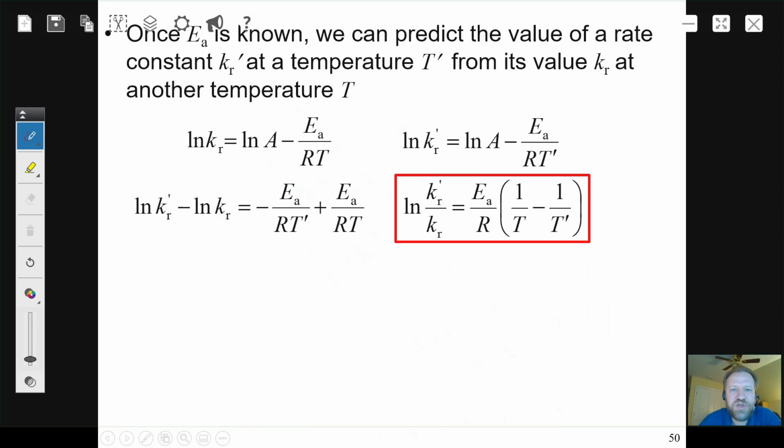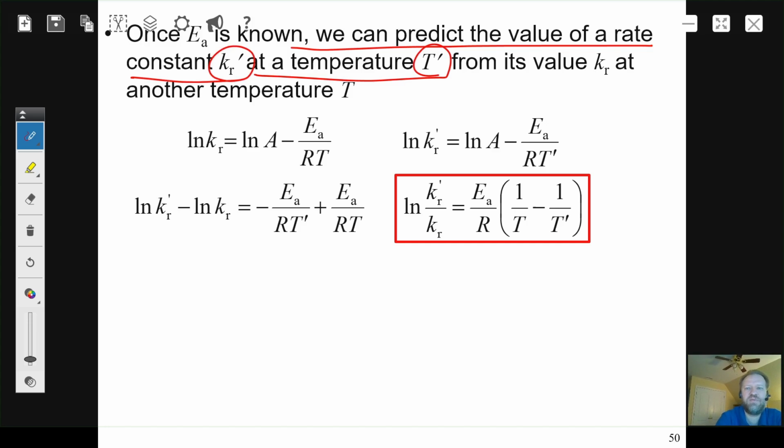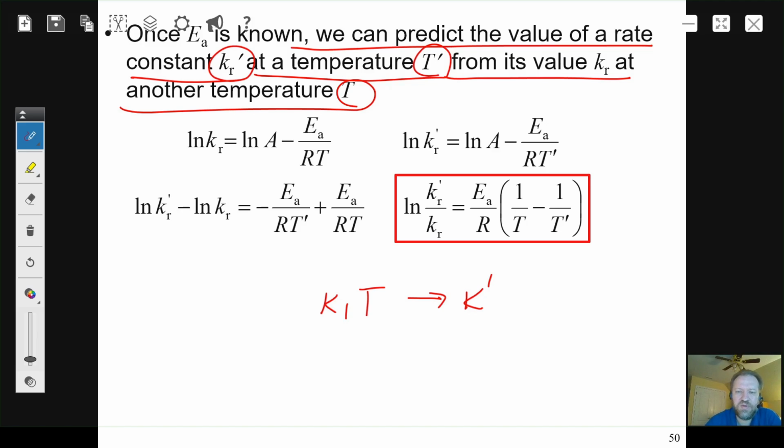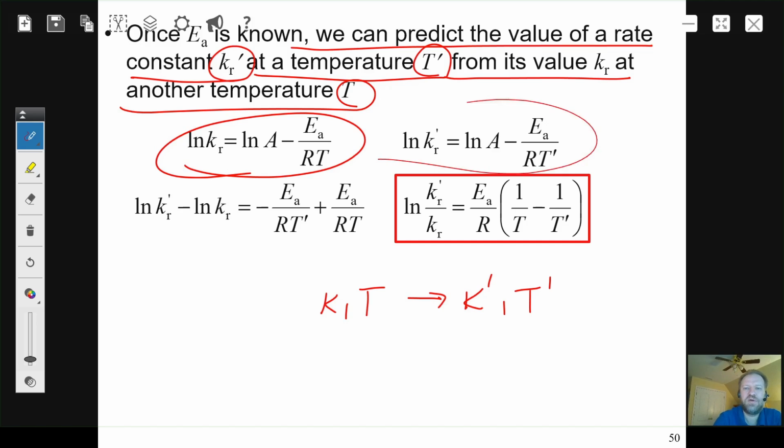Now, once activation energy is known, it is then possible to predict the value of a rate constant K prime at a temperature T prime from its value K at another temperature T. So again, if we know the value of the rate constant K at temperature T, then once we know the activation energy, we should be able to predict the value of rate constant K prime at temperature T prime. So all we need to do is write out the Arrhenius equation for two different temperatures and two different rate constants.